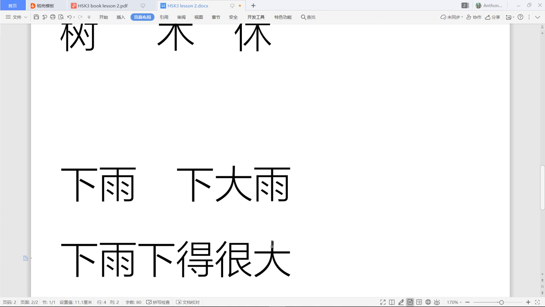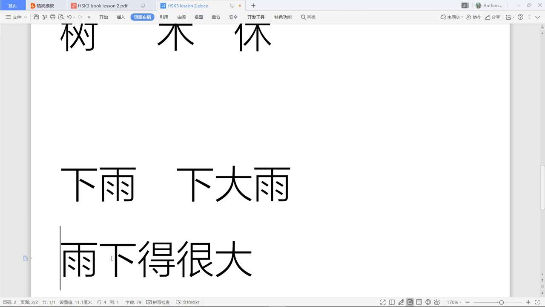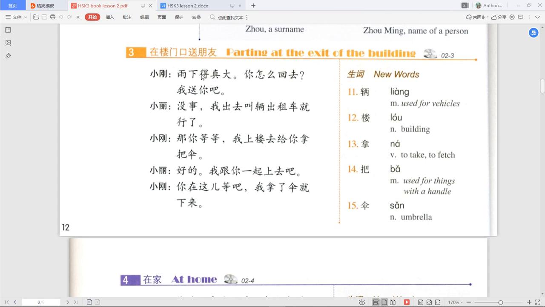We can say just to rain. However, if we think this is a phrase, not just a word, we need the actual verb here and an adjective to modify the verb. So 下雨下得很大, or we just say 雨下得很大. The rain 下 means to fall from the sky, or to go down very big, very heavily. So this is a translation of the first sentence. 雨下得真大, 真 means really, similar to 很. So rain falls really heavy, really big.